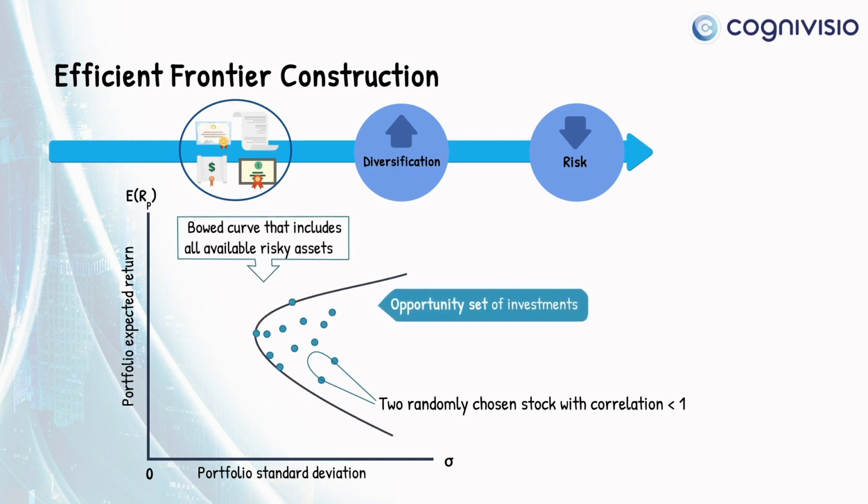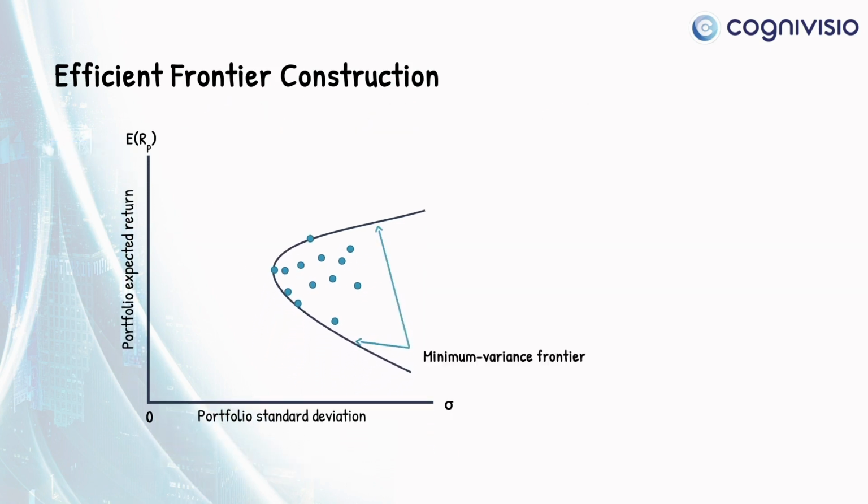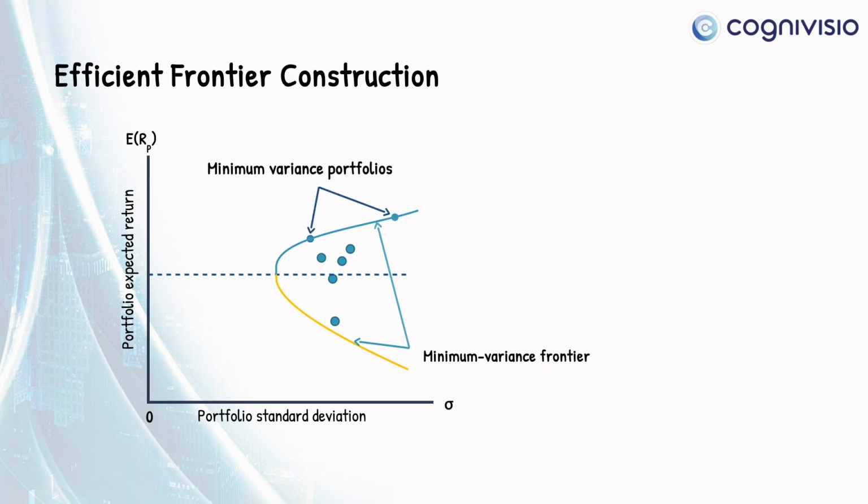So an opportunity set of investments is built when we take into account all of, or a combination of the assets. It represents the curve and all the points to its right. The curve itself is called the minimum variance frontier since all available portfolios to its right have higher variances for a given return. And the portfolios on the curve are called the minimum variance portfolios.